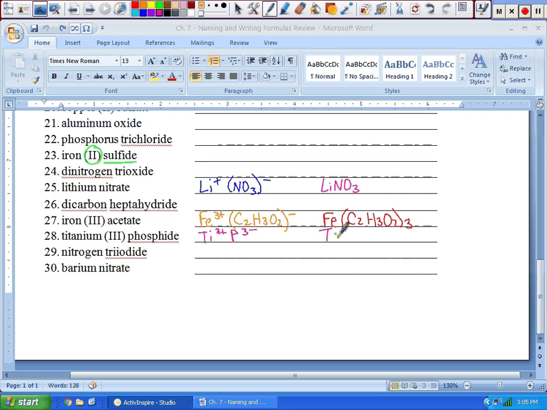Okay? And then the last one, barium nitrate. What group is barium in? Group 2. So Ba 2 plus, nitrate NO3 negative. And so that gives you Ba(NO3)2.